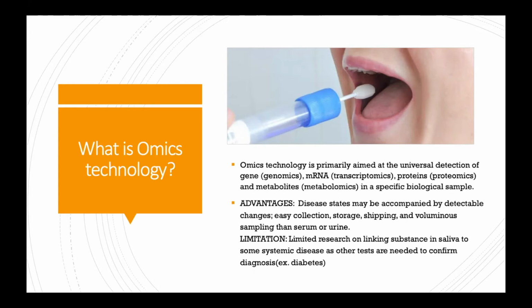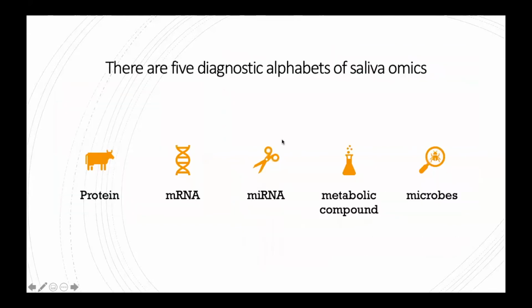But there are also some limitations. One limitation is that with this testing, we cannot always diagnose some systemic conditions like diabetes because additional testing is required. There is limited research on linking substances in saliva to some systemic diseases, as other tests are needed to confirm diagnosis. So saliva testing alone cannot be used. Salivaomics has 5 diagnostic alphabets, which are proteins, mRNA, miRNA, metabolic compounds, and microbes. Basically, we are testing for all these components of saliva to check for any changes.